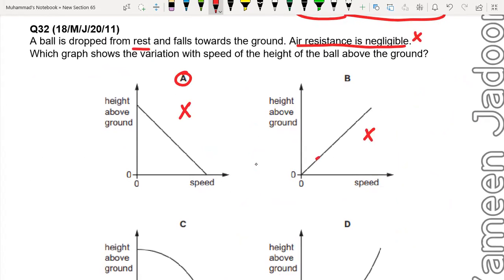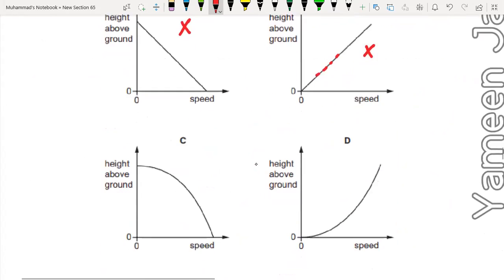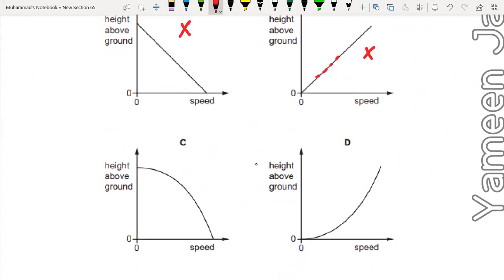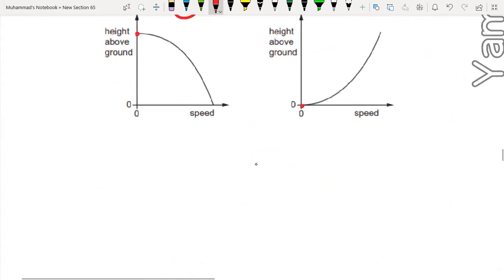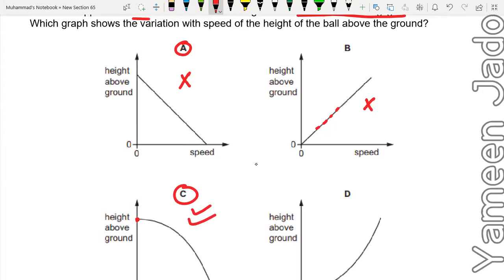In B, velocity is also constant. In C and D, velocity is changing, but in D, at t equal to 0, the height is 0. At t equal to 0, it should have the maximum height. So height should decrease. That's why C is the correct option. Okay.